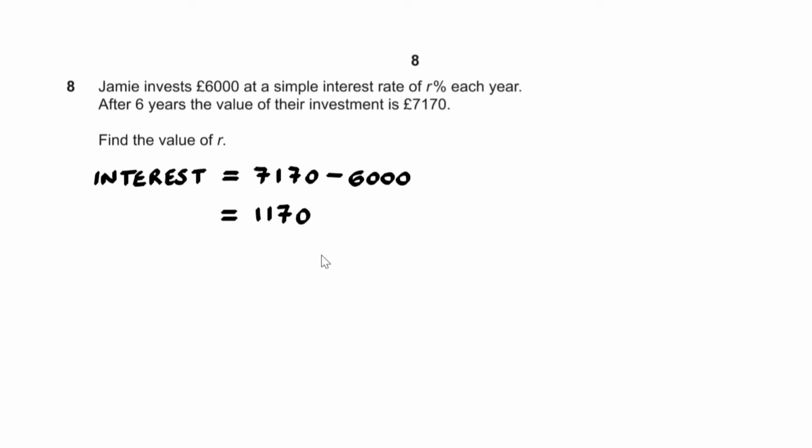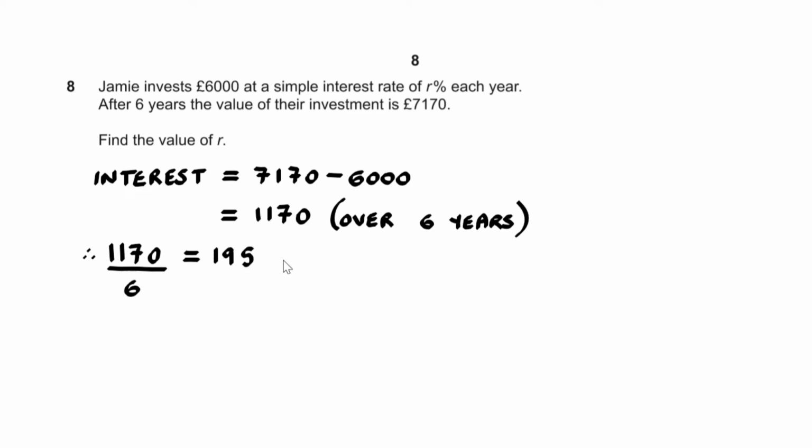Now, what we are doing then is investing simple interest R% each year, and after 6 years we get 1,170. So this £1,170 is the interest over 6 years. And therefore, if we work out 1170 divided by 6, we would get 195. So this 195 is the interest in 1 year.